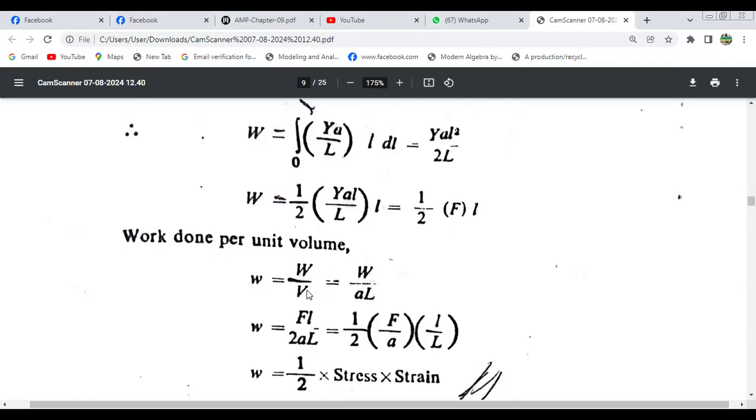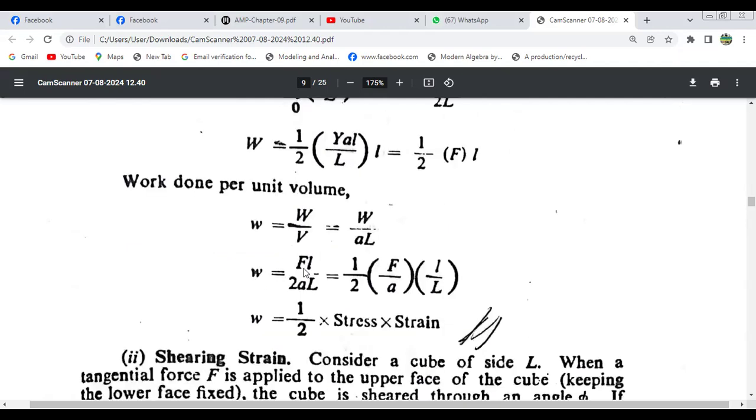W by B. And volume equals what? Area multiplied by length, L. This is why work done equals what? Half FL. This is why we get W equals FL divided by twice L, that is half F by A times L by L.